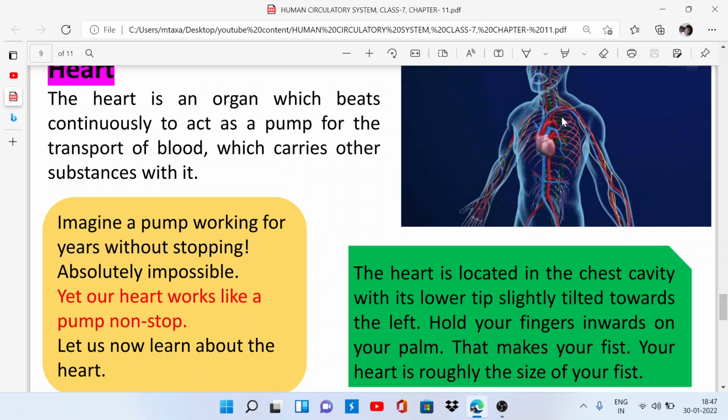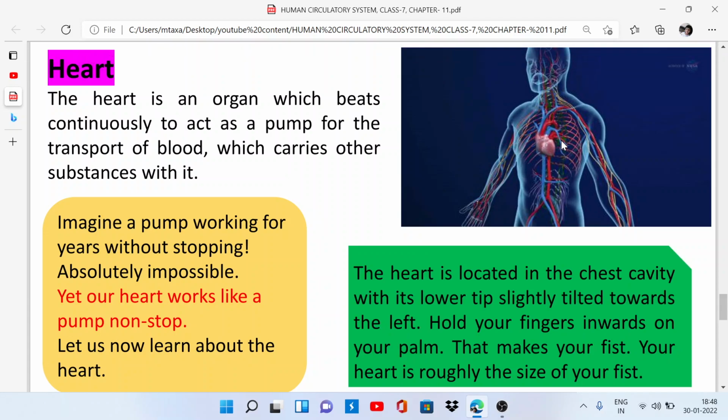Heart is located in the chest cavity with its lower tip slightly tilted toward the left side. If you hold your finger with your palm and make a fist, your heart is roughly the size of your fist.